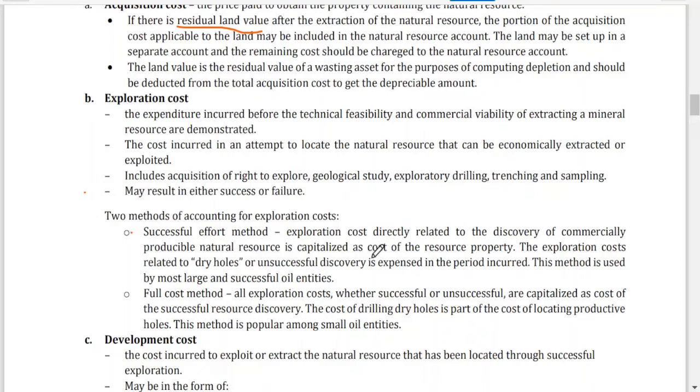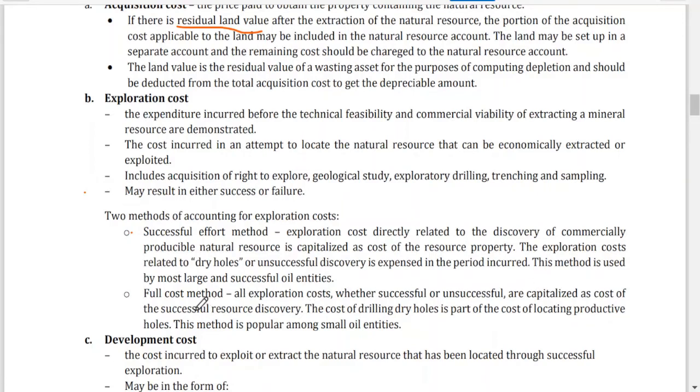So the costs that are related to dry holes or those that are unsuccessful, wala tayong na-discover na mga minerals or wala tayong na-extract dito sa place, they are expensed in the period incurred. So only those which are successful nga exploration, maora to siya ang i-capitalize. The rest na walay, it turned out na walay nakita, walay na-discover na mineral resources, they are expensed.